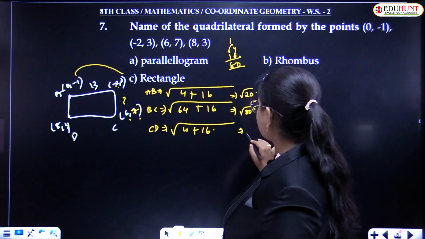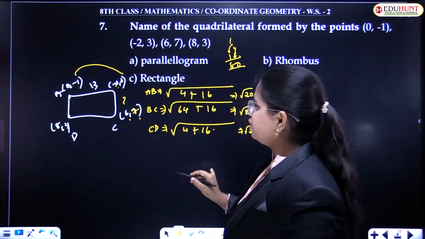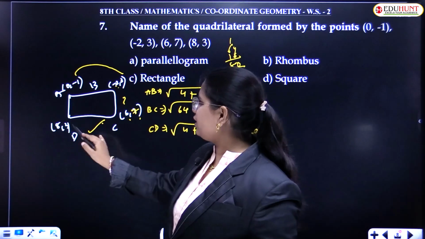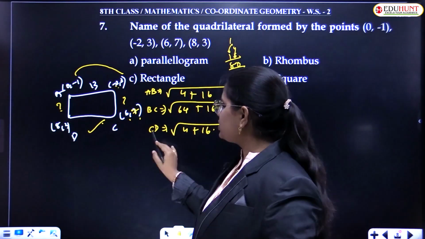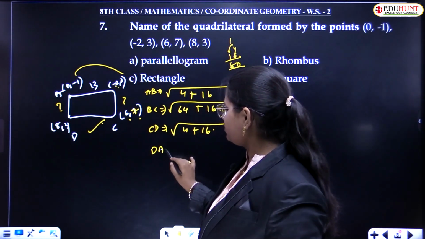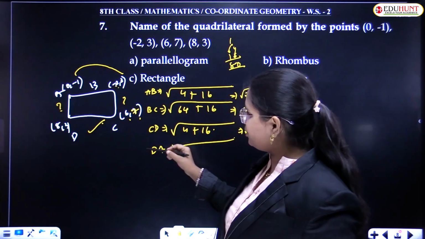So root 4 plus 16 is again root 20. So we are done with this one, and we are left over with this part, which is DA. So what is DA? Tell me.